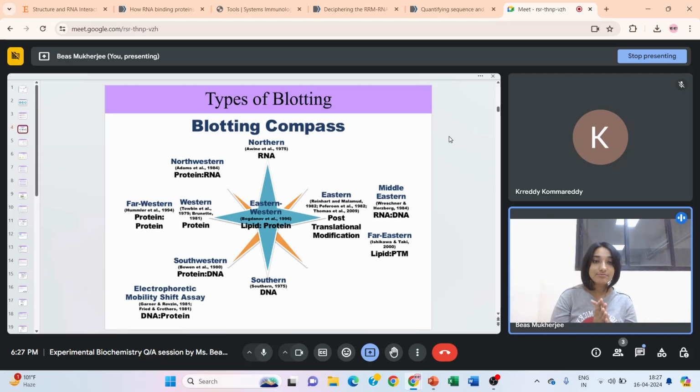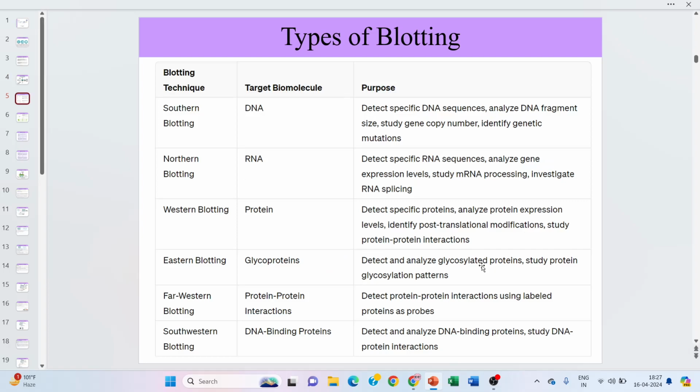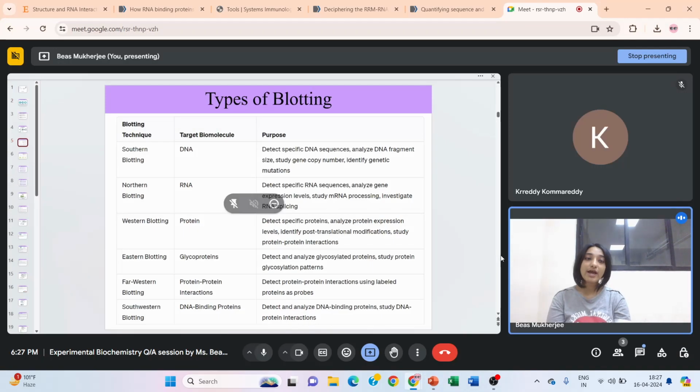And then we have Eastern blotting. Eastern is for post-translational modifications. Middle-eastern is for DNA and RNA, and far-eastern is for lipid and post-translational modifications. So these are the different names given to blotting techniques. You can read about these. These are very, very interesting and you can learn more about these techniques. So right now we will have a look at the most common blotting techniques.